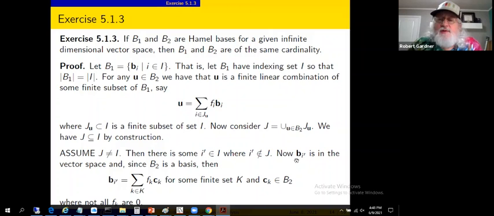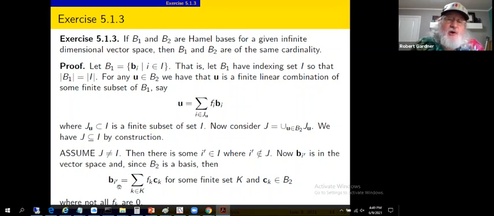Now, consider vector b sub i prime. Okay, it's a subscripted b. It's one of these, a basis element in B sub 1. This is in the vector space. B sub 2 is a basis for the vector space, so this particular vector can be written as a linear combination using basis vectors from basis B sub 2. So we're shifting gears here, writing this in terms of the second basis elements.